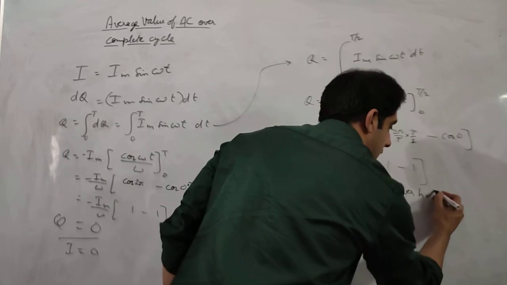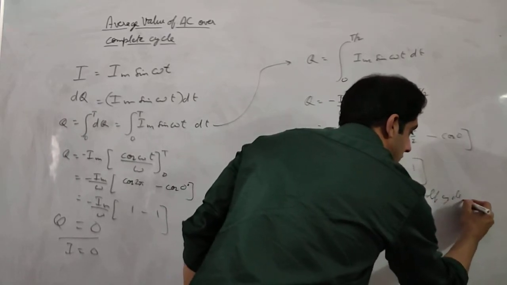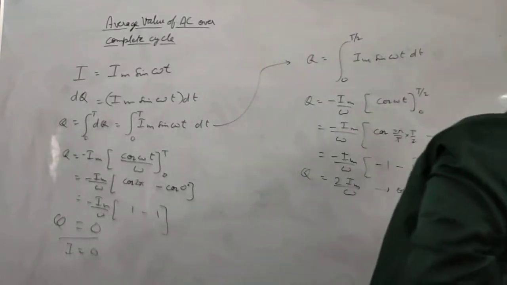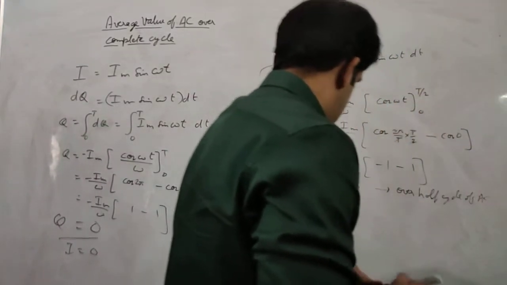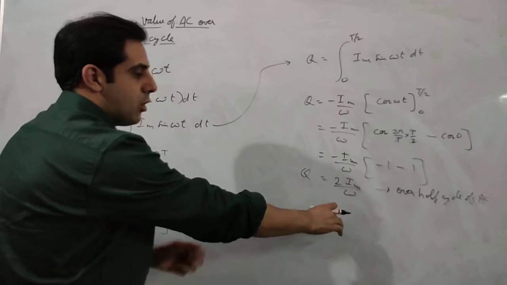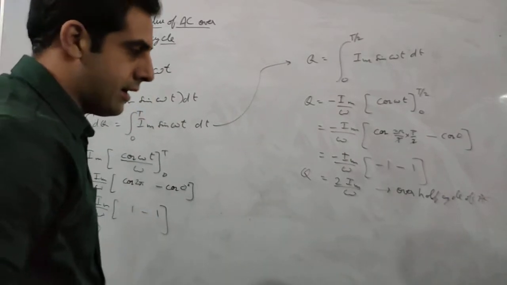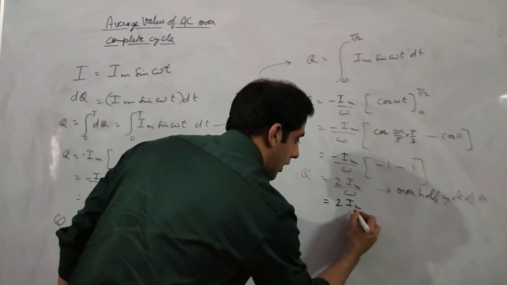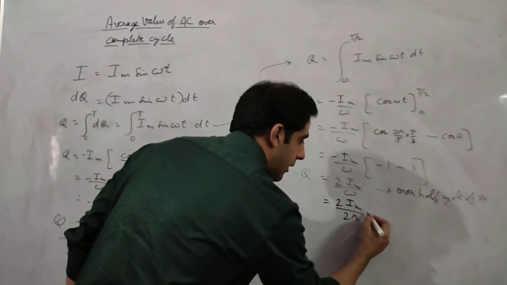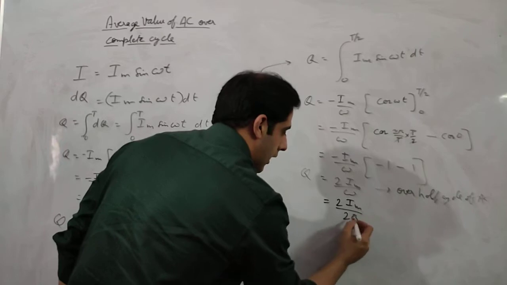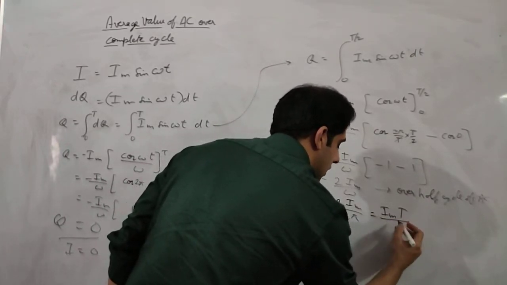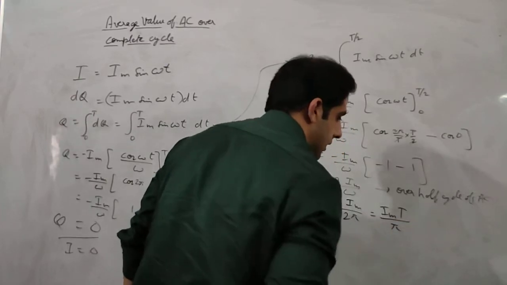It is over half cycle of alternating current. If this omega is also replaced by 2 pi by T, then this will be equal to 2 Im, 2 pi by T, T will go up, and what we will have is Im into T upon pi.